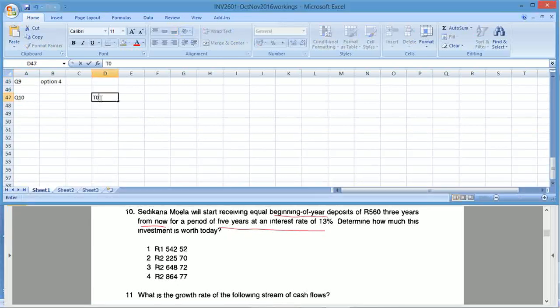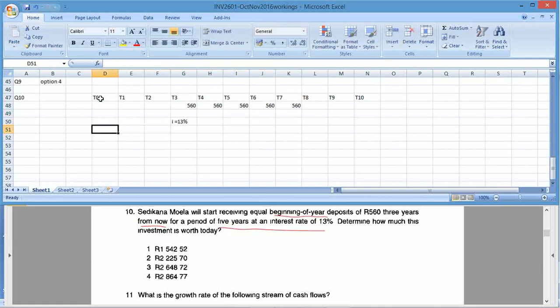Okay, so we need a timeline. T0, T1, T2, T3, T4, T5, T6, T7, T8, T9, T10, and so on. Okay, so they said S will start receiving equal beginning of year deposits. So beginning of year deposits 3 years from now. So 1, 2, 3 years from now, at that point in time she'll receive 560 for a period of 5 years. 1, 2, 3, 4, 5 at a rate of 13%.